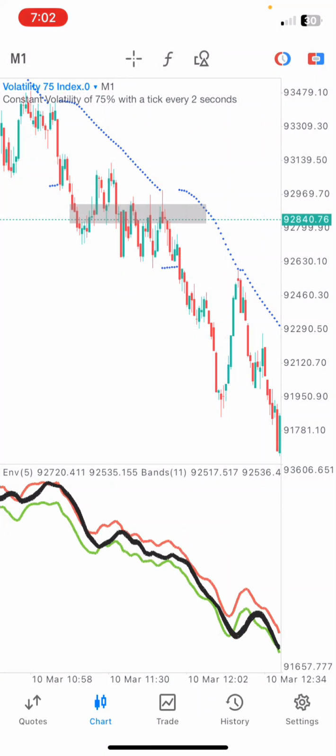So I don't want this video to be long, so those are the rules you have to follow whenever you take a trade with this strategy. Very simple and straightforward strategy. So let me show you guys the settings for the strategy.